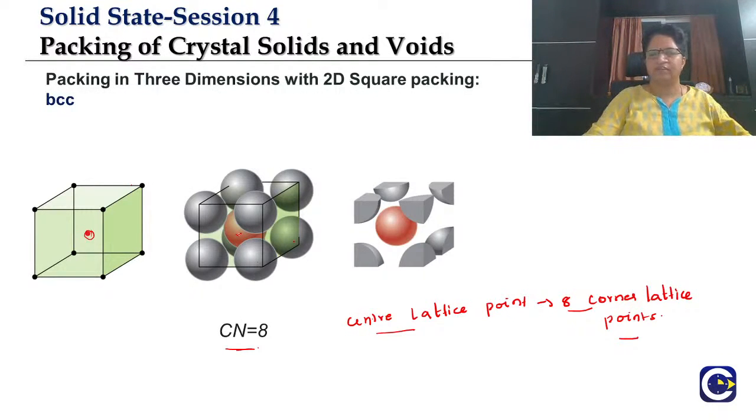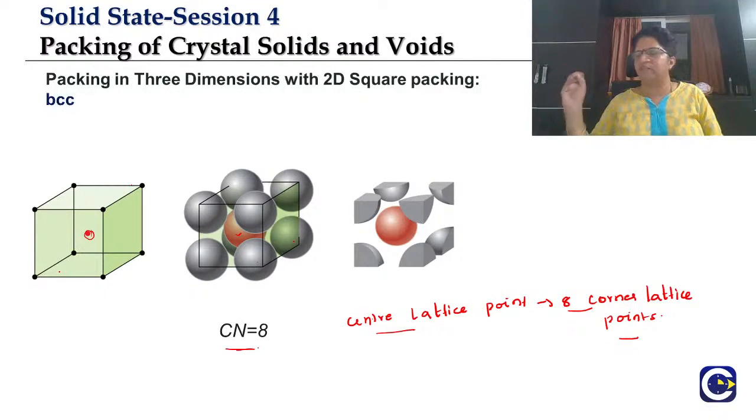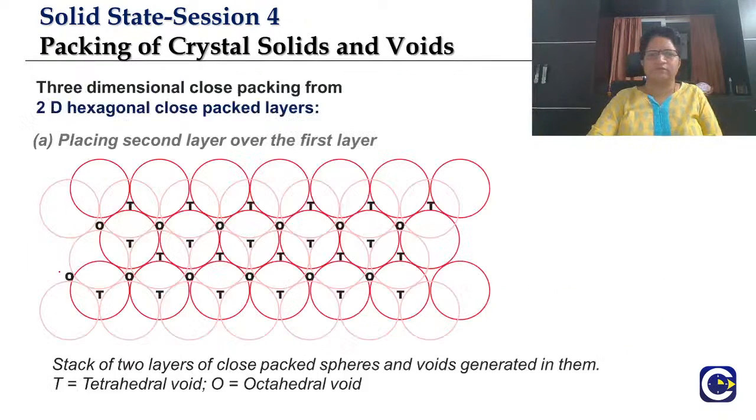Are you able to understand how we are getting a coordination number of 8 in a body centered crystal lattice? Taking up a 3-dimensional structure, we went from a square packing to a 3-dimensional structure. Slowly we are trying to show what is the exact coordination number in a 3-dimensional structure. Shall I proceed? Fine.